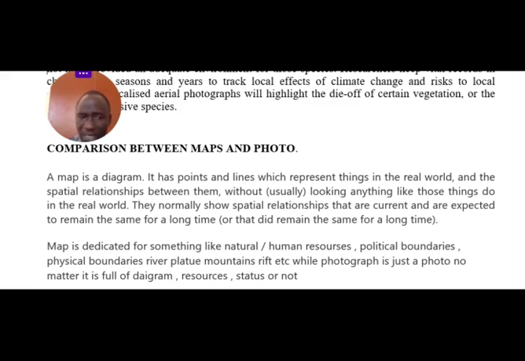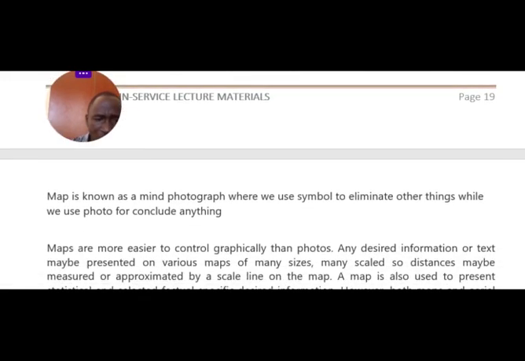And then they say that maps are sometimes natural or human. They are in natural state, human resources, political boundaries, physical boundaries, rivers, plateaus, mountains, rifts, valleys. Whereas photographs justify the usefulness of the diagram in terms of resources, the status or not. So those are some of the differences we can talk about, under the comparisons that we can give about photographs and map work.